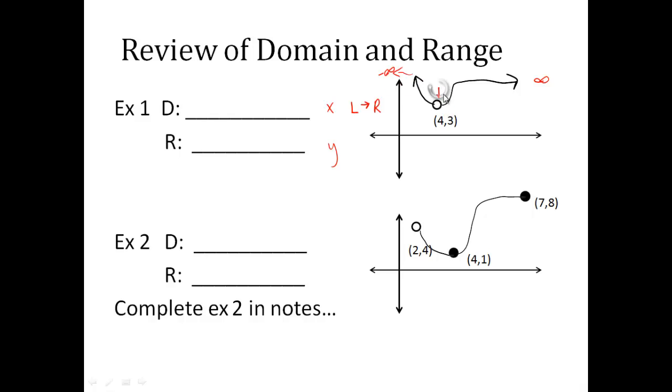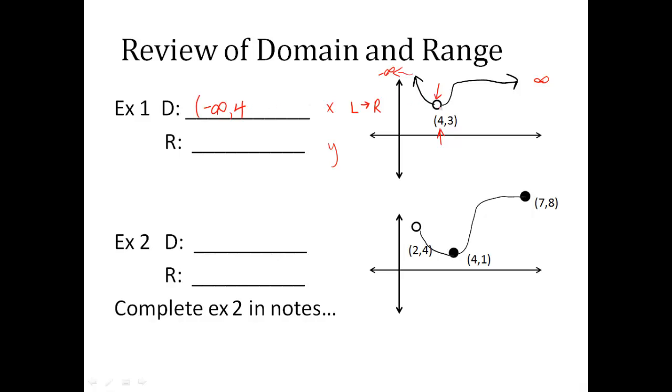However, this open circle right here tells me that there is a gap in the domain, and I need to indicate that in my notation. Where x is 4, the graph does not exist. So I need to show that. So I go from left to right, from negative infinity to 4.